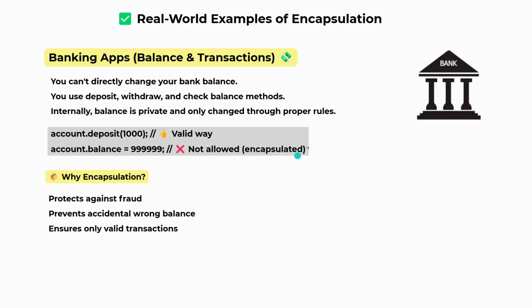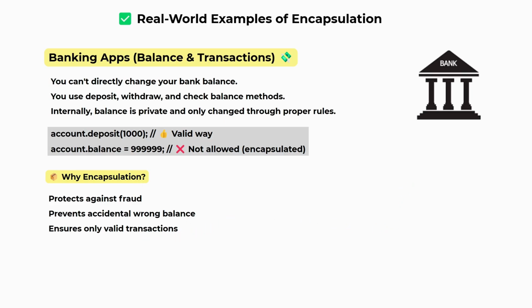That is encapsulated. Why is encapsulation so important? Because it protects against fraud, prevents accidental wrong balance, and ensures only valid transactions. If this is not prevented, then I can change my balance to anything. That is wrong, right? That will count as fraud. So that is why encapsulation comes into the picture.